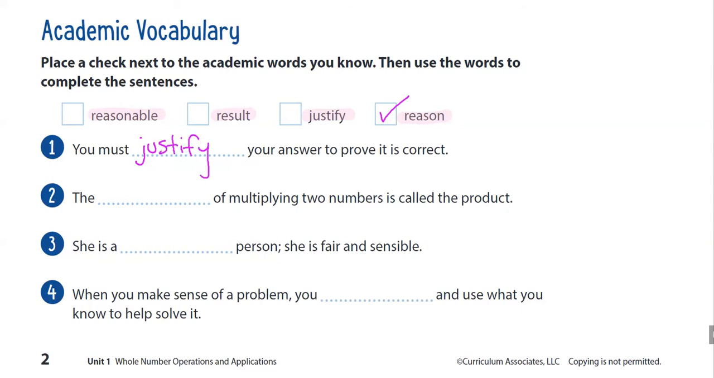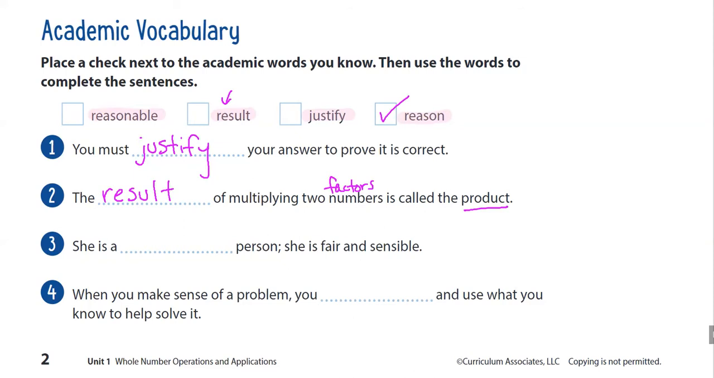Justify means you're explaining it, but with reasons. The blank of multiplying two numbers is called a product. So that's the answer, and answer and result are very similar words. So the result of multiplying two numbers, two factors, is the product.